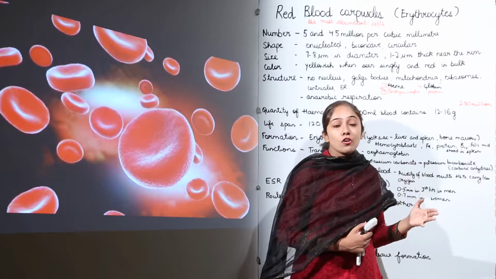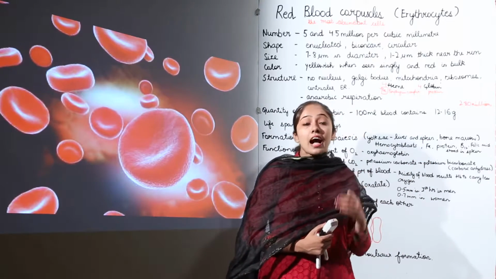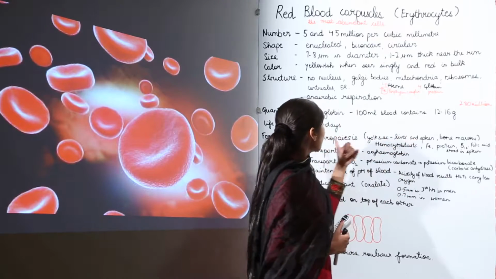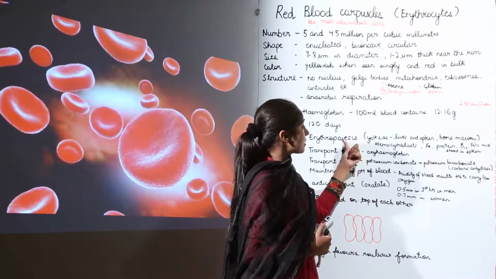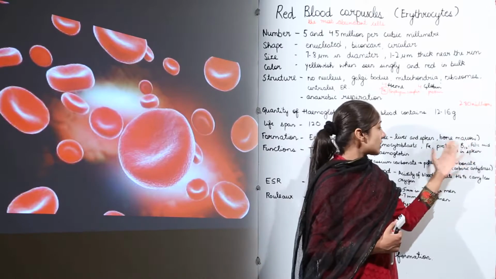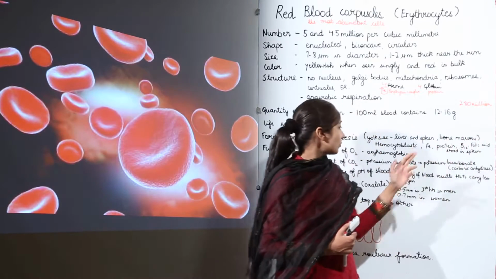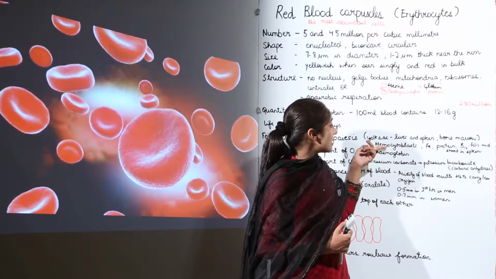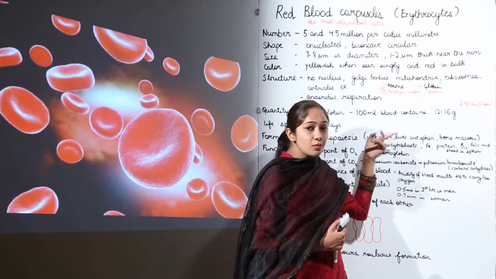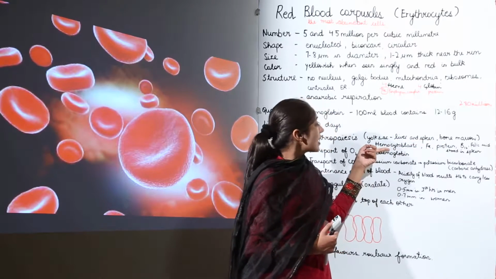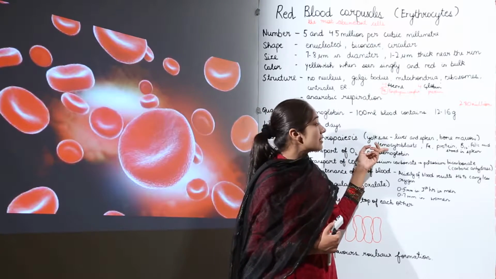And finally, after the birth of the child, erythropoiesis, the formation of RBCs, occurs in the bone marrow. It occurs where? In the bone marrow. From what? From these hemocytoblasts. So, in the bone marrow, from hemocytoblasts, RBCs or erythrocytes are formed.